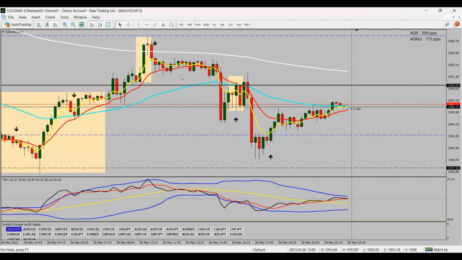The final thing I want to look at would be our TDI. Now you guys know how much I love shark fins. If I have a shark fin, I'm looking for price to close below my RSI, to close below my signal line. However, my best trades are when the RSI would have crossed below the market baseline, as I covered in a previous video, whereby you know that price is in fact going in that direction.